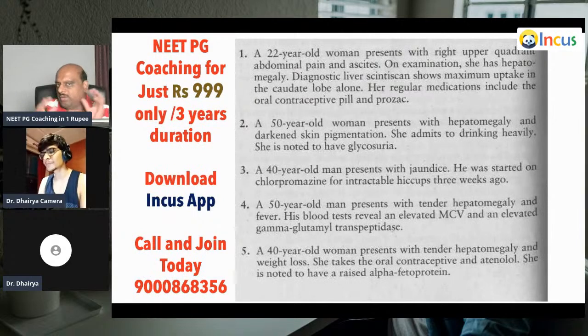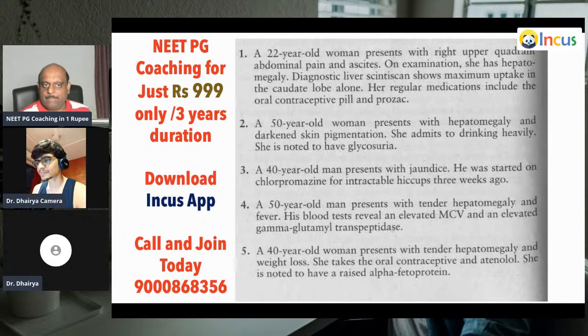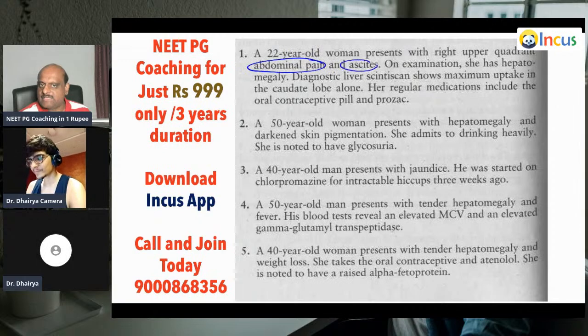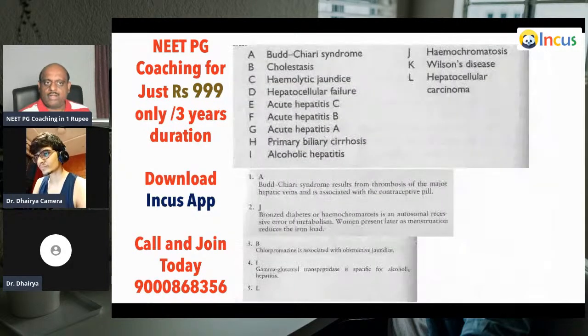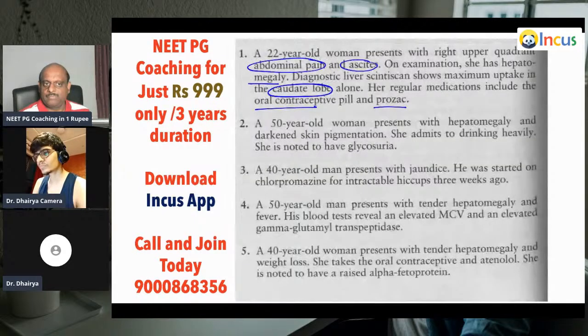Now, a 22-year-old woman presents with right upper quadrant abdominal pain and ascites. She has hepatomegaly. The CT scan is showing increased uptake in the caudate lobe, only the caudate lobe. Her regular medications are OCPs and Prozac. So, what is your diagnosis, doctor?